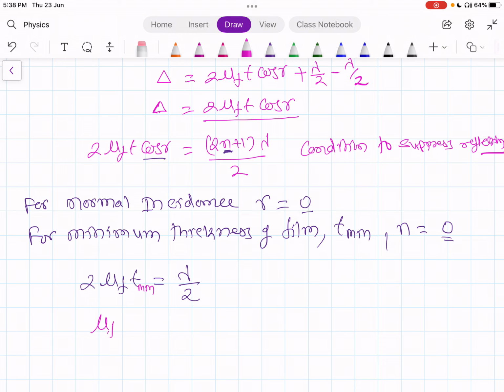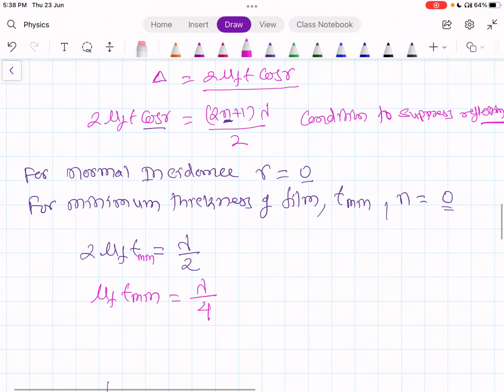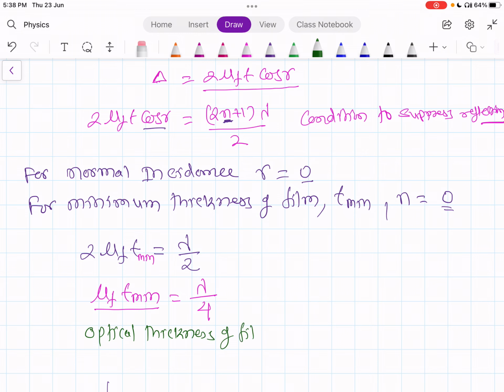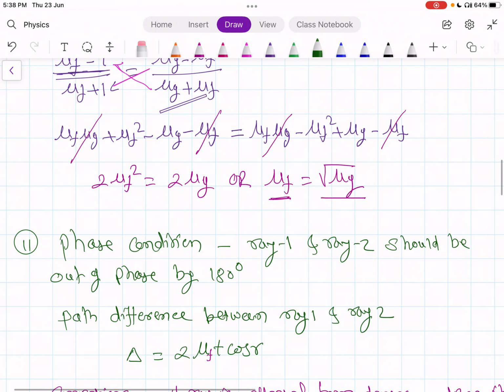Let us rewrite this, then mu f into t minimum is equal to lambda by 4. And this mu f t minimum is nothing but the optical thickness of the film. So optical thickness of film should be equal to a quarter of the wavelength. If it is a quarter of the wavelength, then there would be destructive interference. Ray 1 and ray 2 would be out of phase by 180 degrees. It means they will interfere destructively. And there would be complete interference because the amplitude condition is also satisfied.